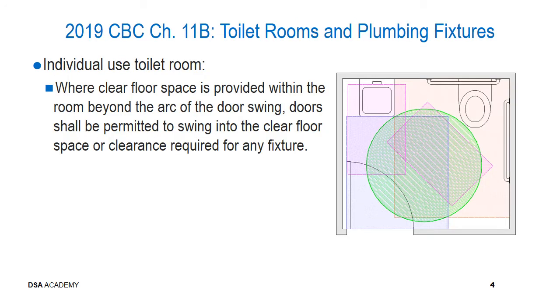This floor plan indicates the required clear floor spaces, turning space, maneuvering clearance at a door, and clearance required at the water closet in an individual use toilet room. Where clear floor space is provided within the room beyond the arc of the door swing, doors shall be permitted to swing into the clear floor space or clearance required for any fixture.